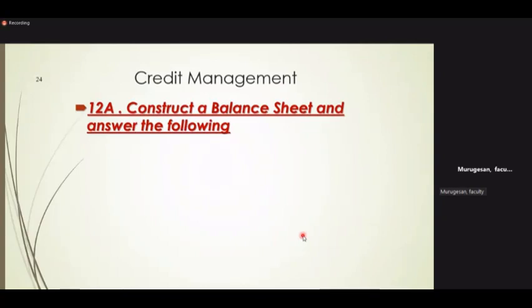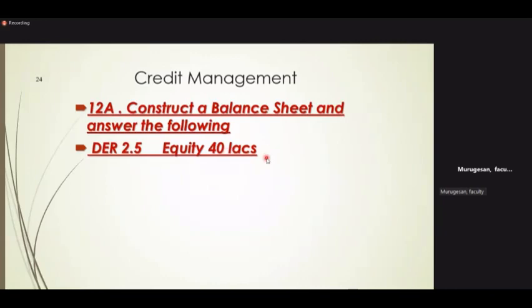Now another exercise: construct a balance sheet and answer the following. They will give only data. Based on that, you have to construct the balance sheet, meaning assets and liabilities have to tally, and then you have to answer the question. Question number one: debt equity ratio 2.5. Equity 40 lakhs.